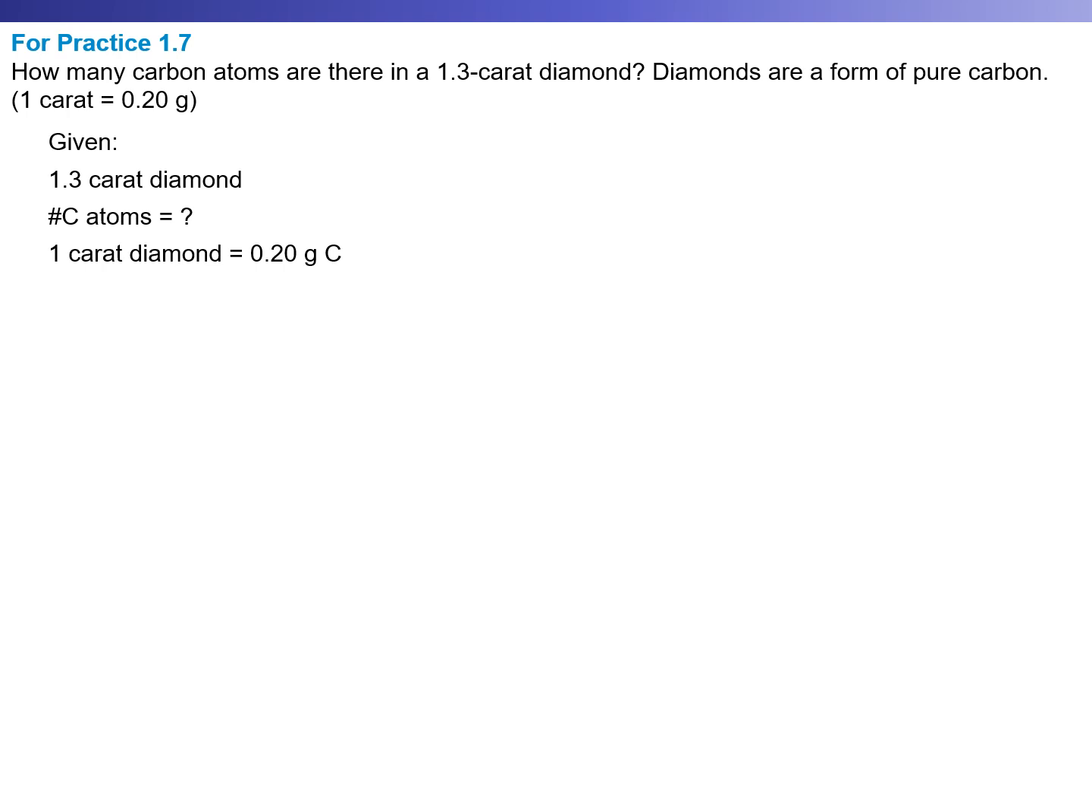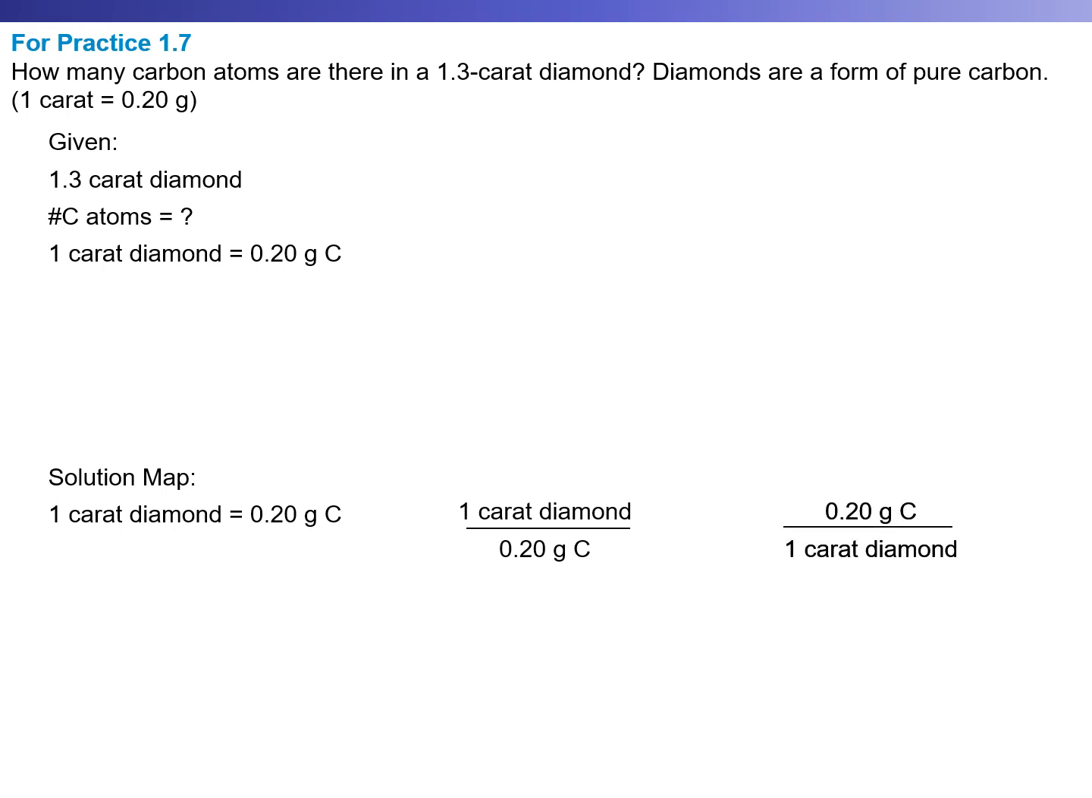So with that in mind, let's set about creating a solution map. The first piece of information we're going to use is this right here, that 1 carat of diamond is equal to 0.20 grams of carbon. And we know that when we have information that relates two different types of units, we can create two different conversion factors. In this case, we can create one where the carats are on top and the grams are on the bottom, or we can create another one with the grams on top and the carats on the bottom.